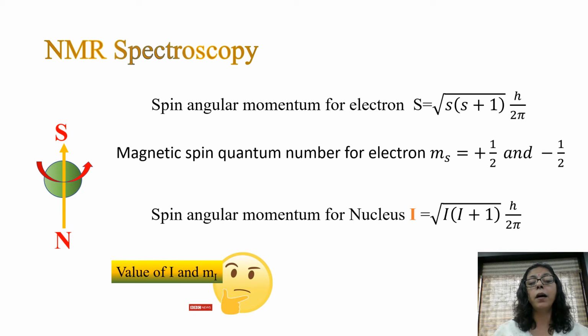And now for us the thing to think about is, you can see the emoji, spin angular momentum of nucleus I is equal to under root of I into I plus 1 H cross, which is nothing but H upon 2 pi. मैं क्या सोचती हूं, I की क्या वैल्यू होगी और Mi की क्या वैल्यू होगी?